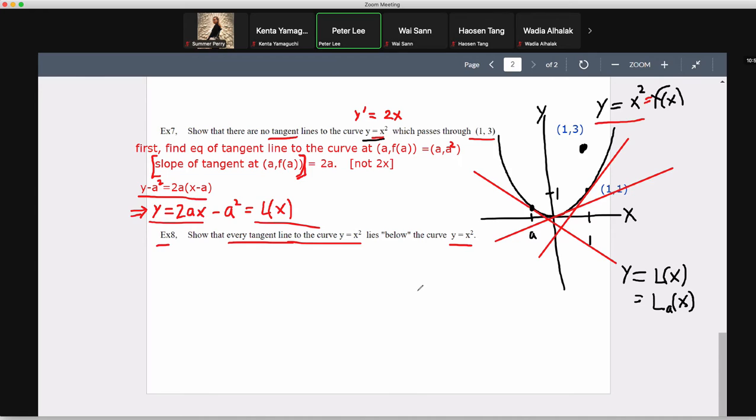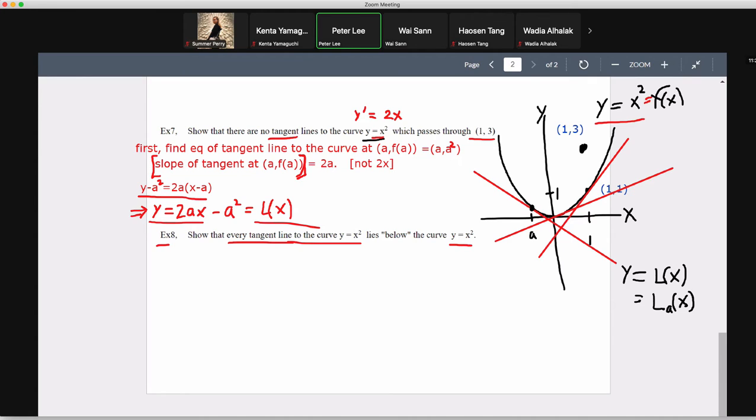In these kinds of problems, the question is a logical question. You need to understand the problem, and you have to formulate the problem. To formulate means you have to know what you need to do mathematically. So this is y equals f of x, and y equals L of x. Now, to show that every tangent line lies below this curve, what is it that you have to show?